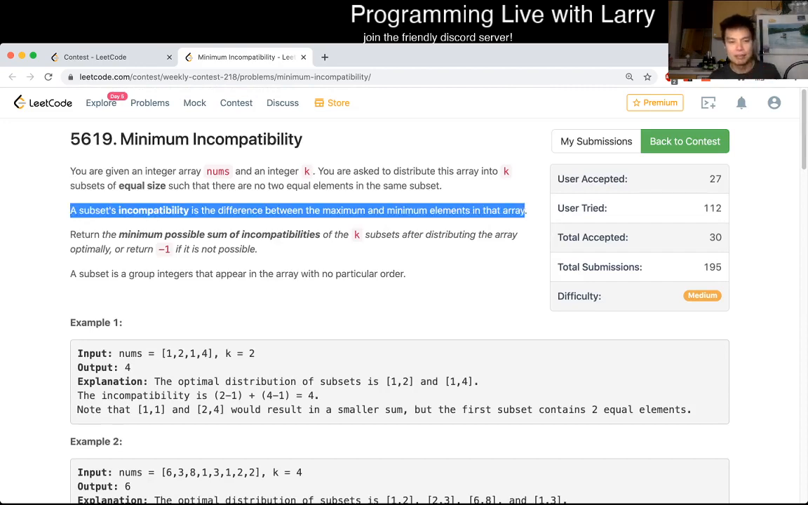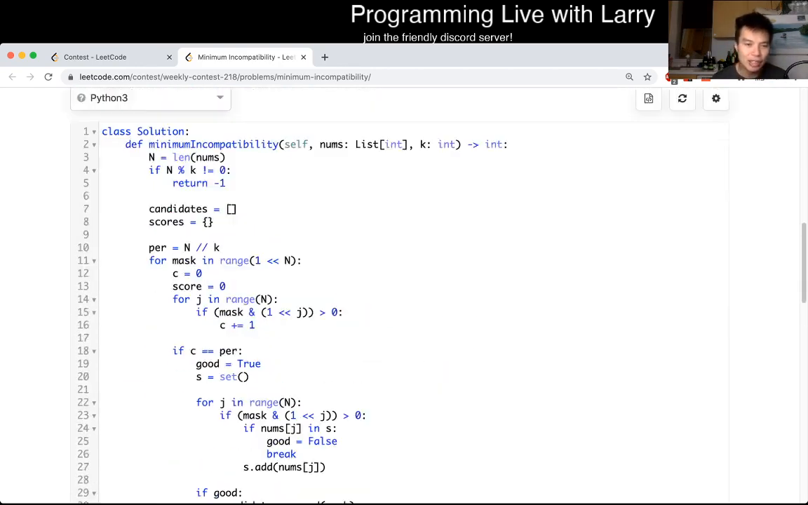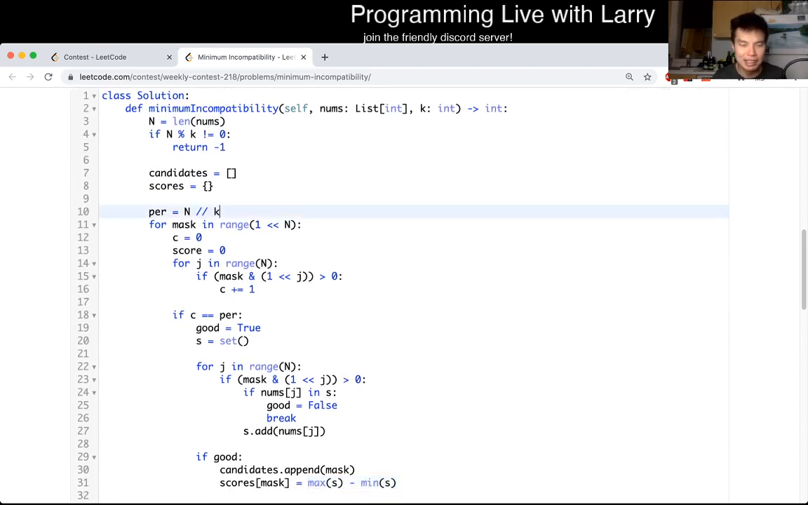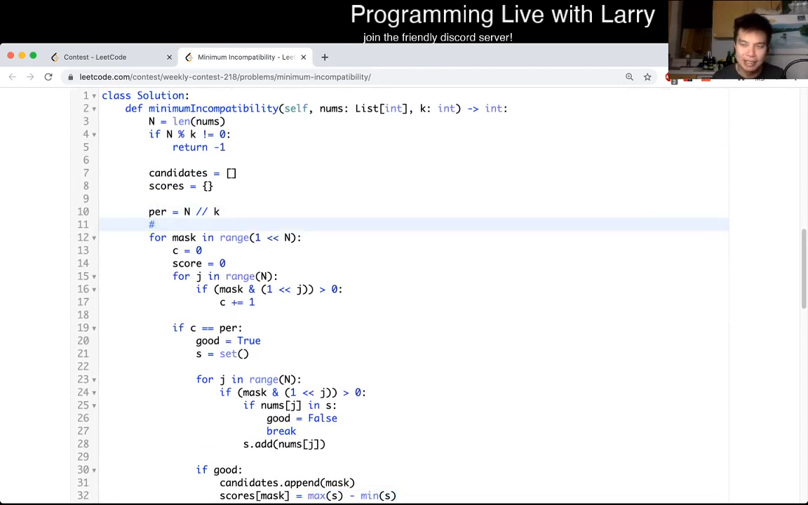So, okay, this is good and all. This pre-processing, as I said, is going to take 2 to the n number of times, right? So this is O of 2 to the n iterations. I guess actually exactly 2 to the n iterations.